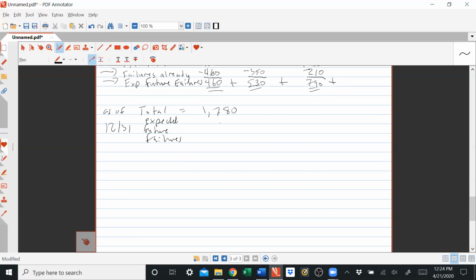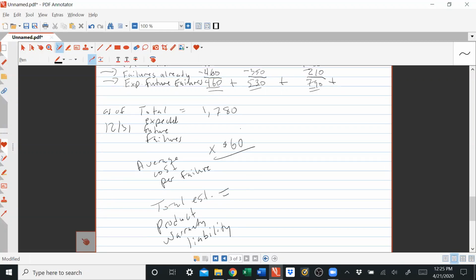Each of these failures comes with an average cost of, so multiply by $60. That's what we're going to have to incur to repair the item. And so that gives us a total liability, total estimated product warranty liability as of 12/31 equal 1,780 times $60 per failure is $106,800.